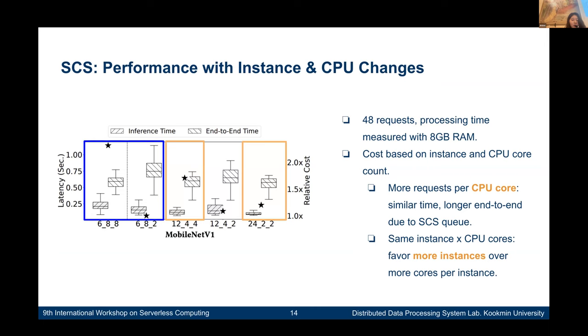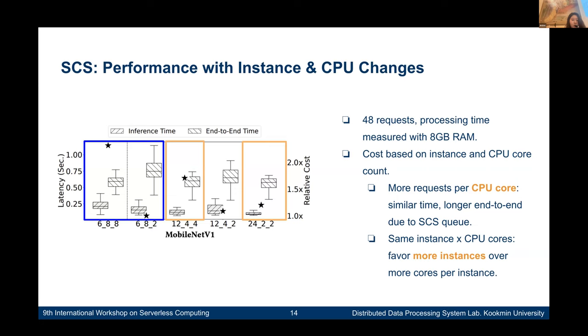Here, it shows the performance changes in SCS with variations in the number of instances. The maximum request handling capacity for instances is the allocated CPU supporting them. The first bar represents the inference time, and the second bar represents the MPI time. The inference time shows minimal variation based on the configurations. However, noticeable changes were observed in the end-to-end time.